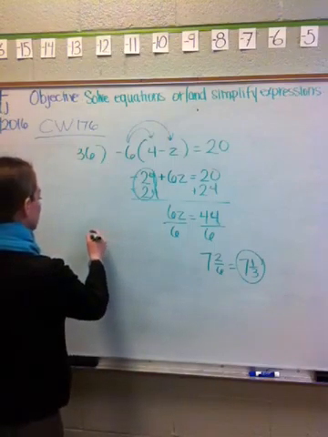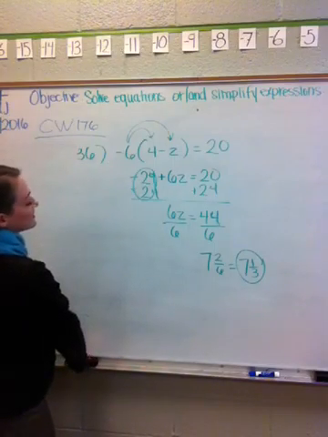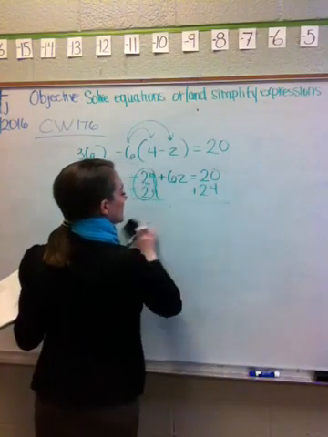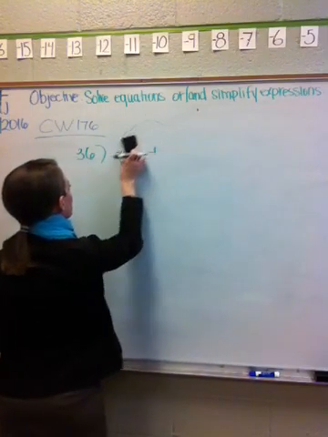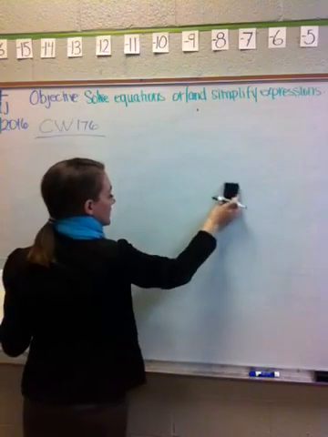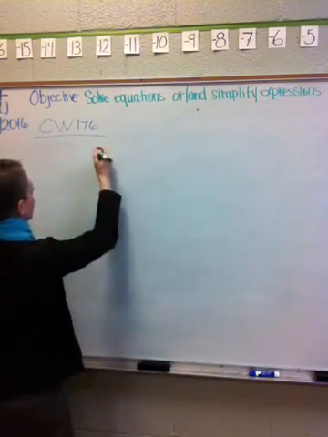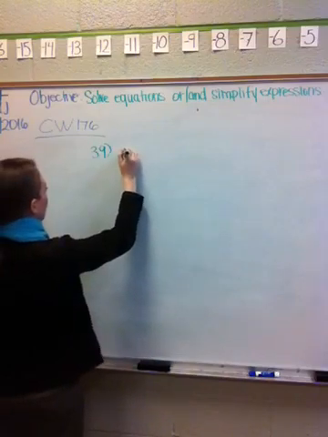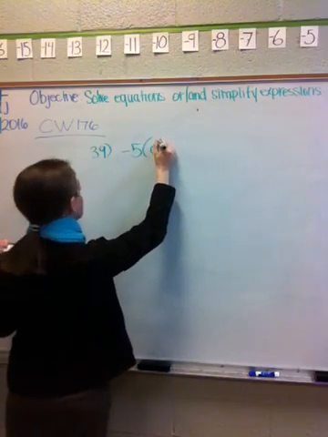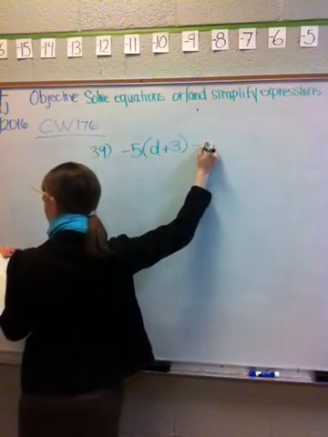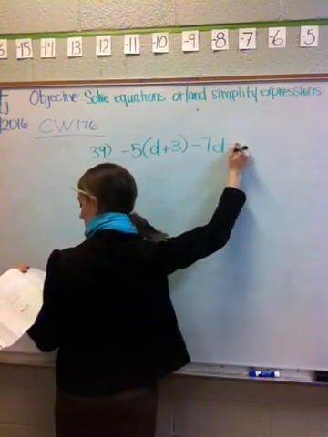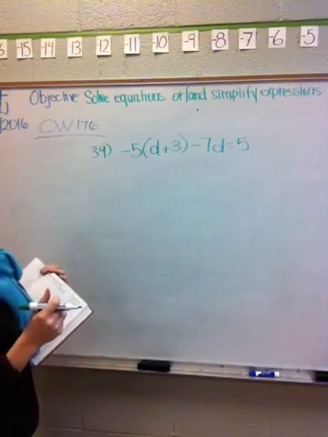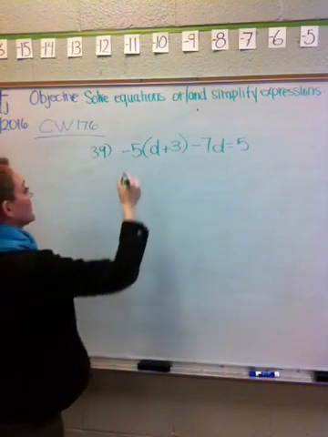Sure. Let me do number 39 for Kara. Any questions on 36? If you are ready to just get going, by all means, you just start going. We're doing all of these that are not the ones you did for homework last night. 39. We have negative 5 times (d plus 3) minus 7d is equal to 5. What's the first thing I do here? Distribute.